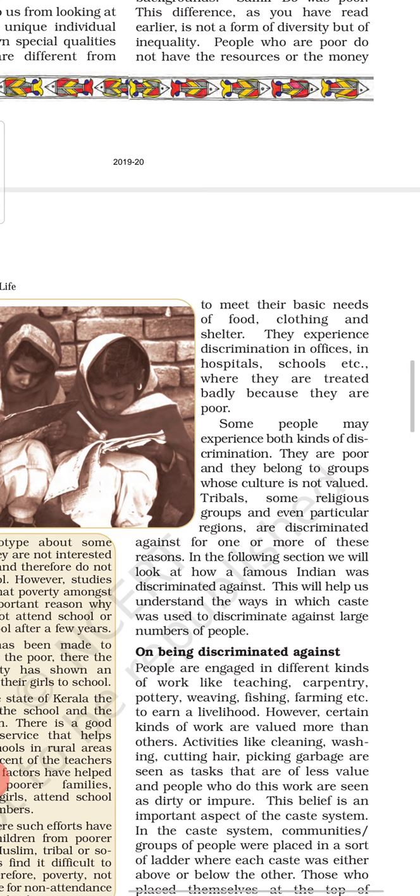Some people may experience both kinds of discrimination. They are poor and they belong to a group whose culture is not valued. Tribals, some religious groups and even particular regions are discriminated against for one or more of these reasons. In the following section, we will look at how a famous Indian was discriminated against. This will help us understand the way in which caste was used to discriminate against a large number of people.